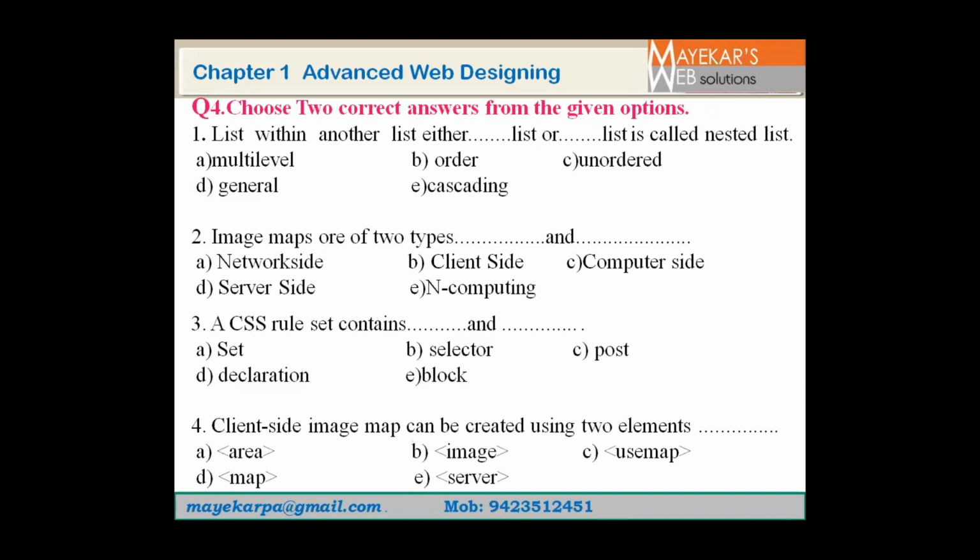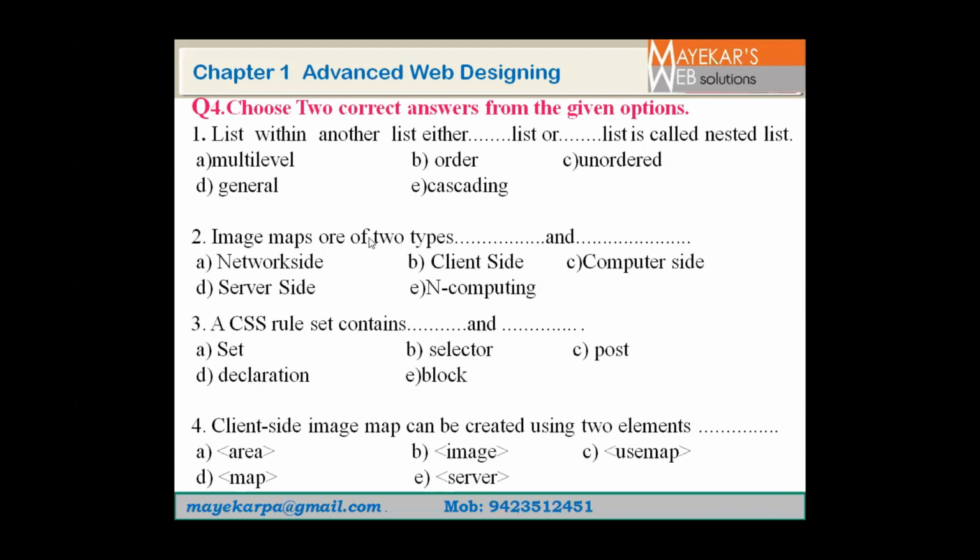Next question is a question number 4. Choose two correct answers from the given option. That is a MCQ 2. Means your 5 options are given and you have to select two right options. Okay, so list within another. Now first question is list within another list. Either dash dash list or dash dash list is called as nested list.